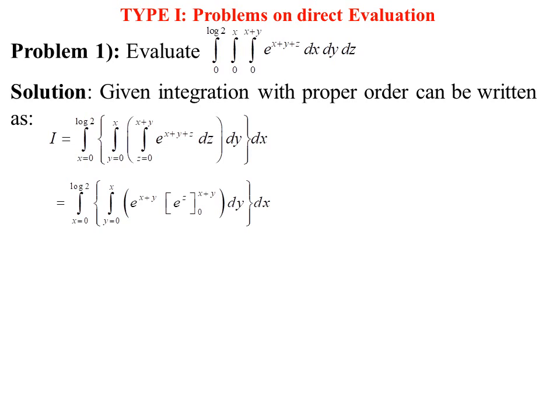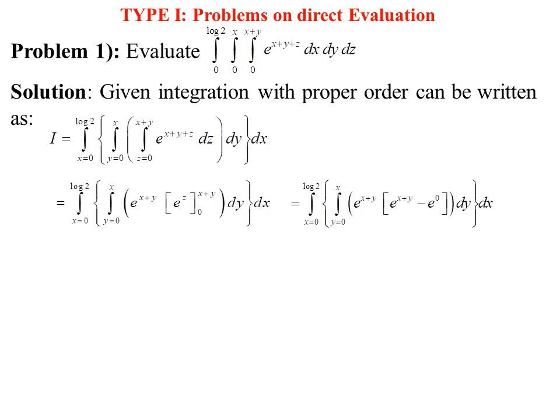Now the inner integration with respect to z gives us e raised to power x plus y, we can separate out. This is like e raised to power a plus b plus c. So e raised to power a plus b we separated, and e raised to power c's integration we are taking here. So the integration of e raised to power z will be e raised to power z, which is varying from 0 to x plus y, into dy into dx as it is. So the inner integration we have simplified here.